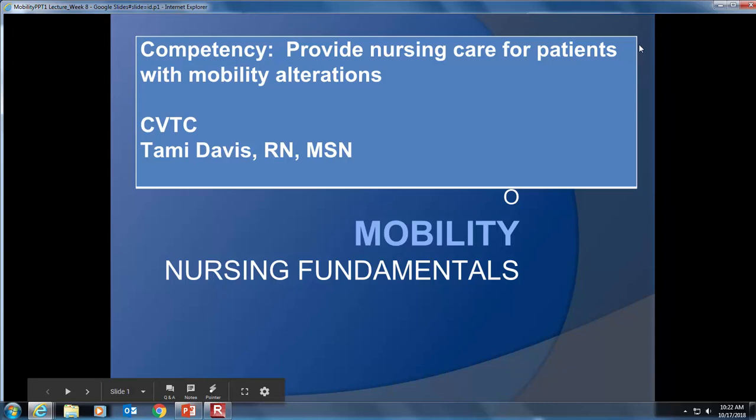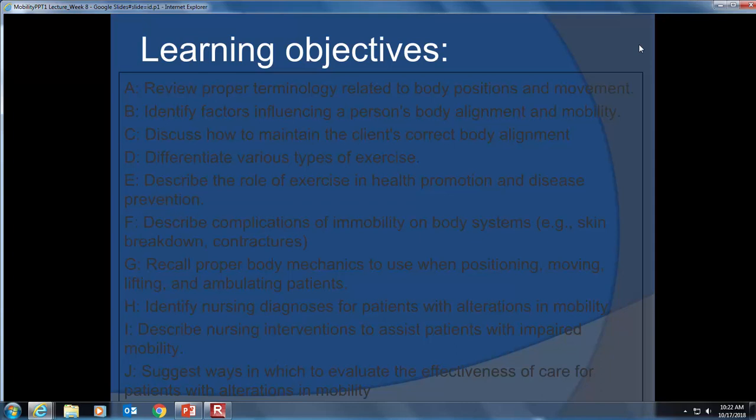Hello and welcome to the Unit 9 lecture on mobility for nursing fundamentals. These are your learning objectives. Please review them in anticipation for class and for prep for the exam.